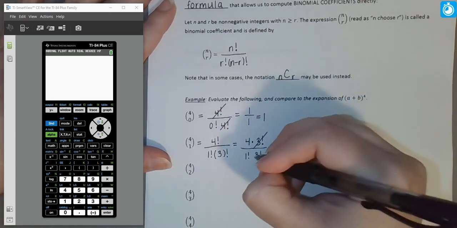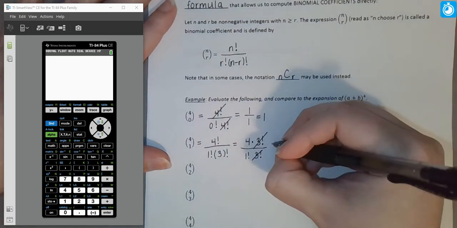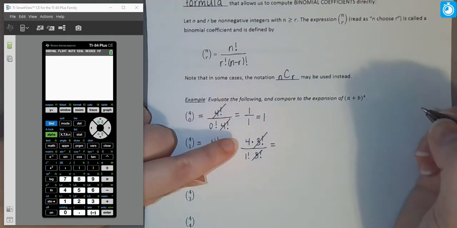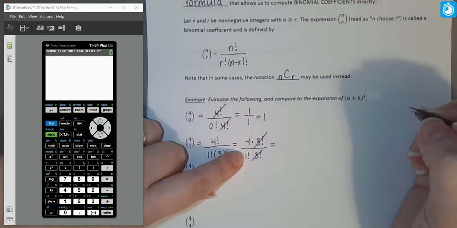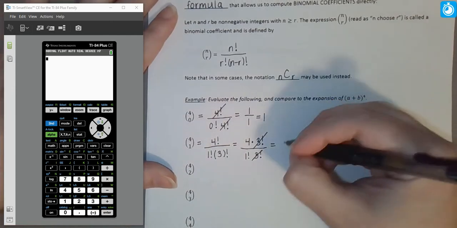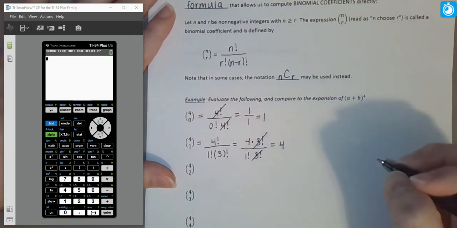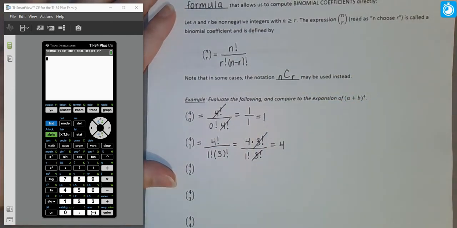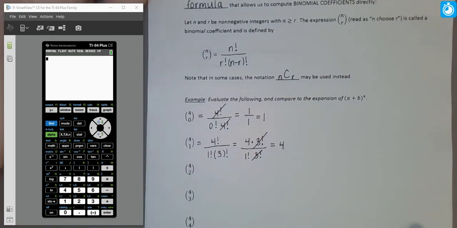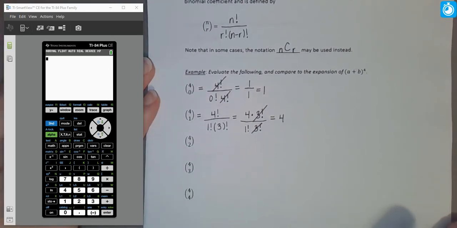And now we see that common factor, which divides out. And so in the numerator, we're left with 1, and then in the denominator, 1 factorial, which is also just 1, and so we get a 4. Okay, so that would be the method we would use to evaluate these by hand.